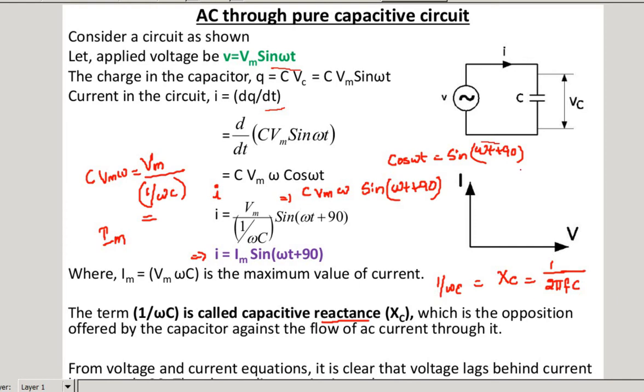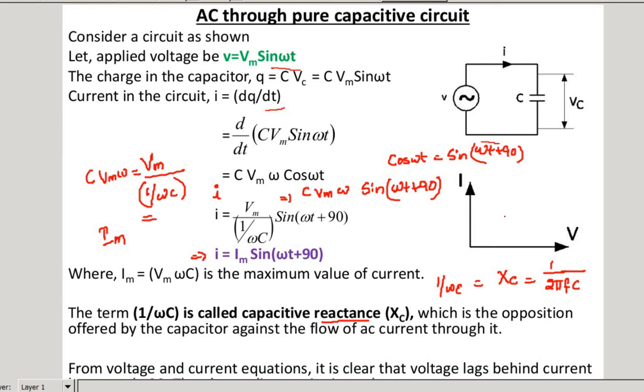Now, we can check whether the current lags or leads the voltage. Here we take voltage as the reference, since the equation for voltage is Vm sin omega t. It is better if the expression for voltage is Vm sin omega t, with no additional plus or minus angles, so we can always take voltage as reference. This is the voltage phasor. Now, how can we represent current? We can represent current using the equation sin of omega t plus 90 degrees.